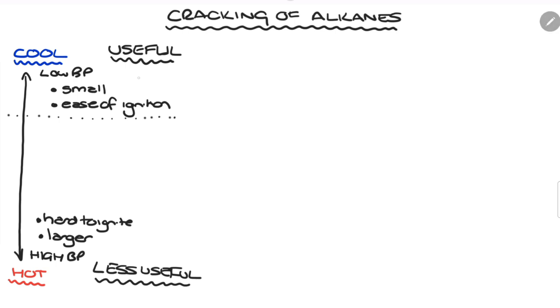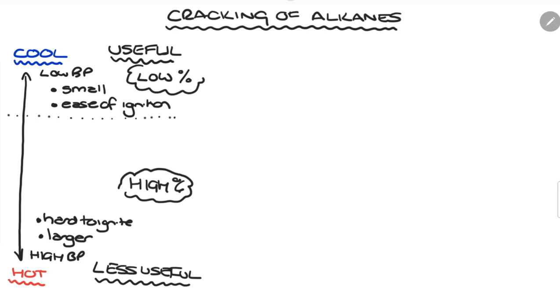The problem with this is that if we were to look at a pie chart of this distribution, the useful parts for what we would want would be a low percentage. The relatively less favourable fuels would be a high percentage. And so we need to find a way of making these high percentage components of crude oil into potentially more useful products. We do so under the process of cracking.